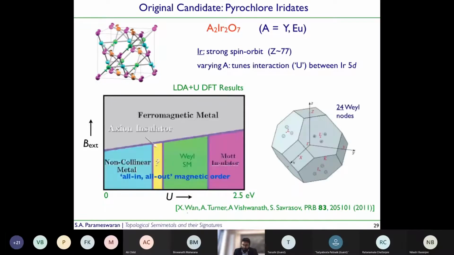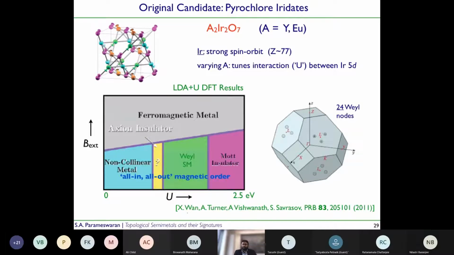And if you do LDA plus U on this material, what you find is that there's a region in which there's a Weyl semimetallic phase with 24 Weyl nodes in the Brillouin zone. The Weyl nodes are at some weird points on high symmetry surfaces, but split off from the center of those points. There are 24 different Weyl nodes in this material. There's a whole bunch of other interesting states that can form, but the key thing to take away is that there's a robust regime where this material is believed to have a Weyl semimetal phase.